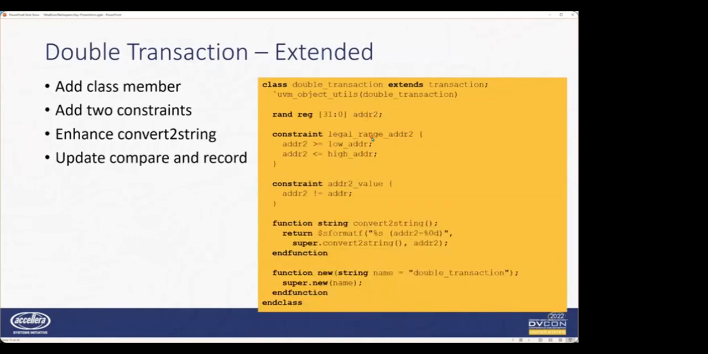We're also going to add a fancier transaction, a double. So this transaction has an extra class member variable called address2, the second address, and it has a legal range constraint for it and a value constraint for it, meaning we don't want to have the two addresses match. We're going to redefine convert to string to pretty print the second address, and that's it.